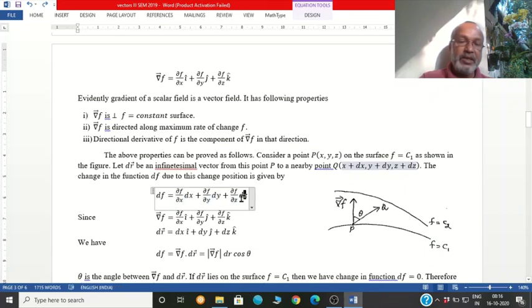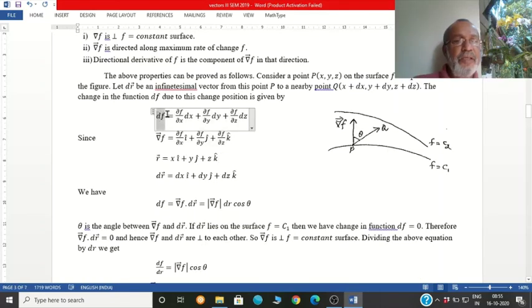/∂z dz. This ∂f/∂x is actually the rate of change of f with respect to x. ∂f/∂x is actually the change in f per unit distance. So for a dx distance, this is the change in f due to change in x. So this is the change in f due to change in y. This is the change in f due to change in z. So the total change will be the sum of all these changes. So that is the change in f due to change in the position from P to Q.